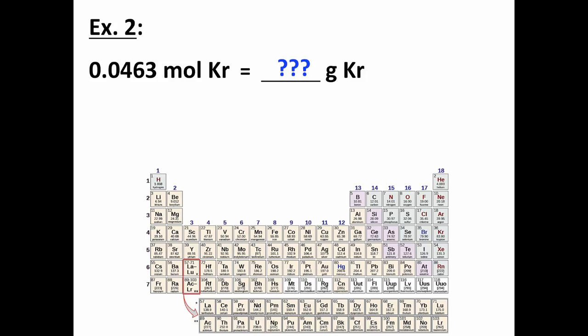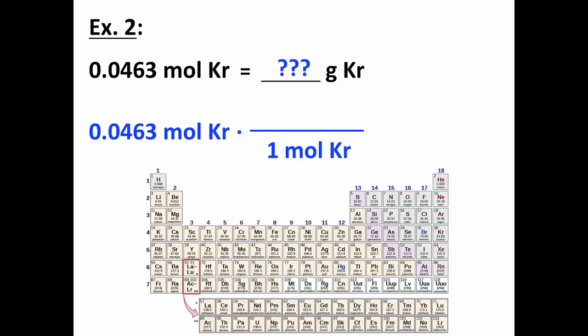Okay, second example. What if we don't have exactly 1 mole and we wanted either grams or atoms? Well, in this case, we have 0.0463 moles of krypton, and we'd like to know how many grams we have. And this is a conversion problem. But we're going to now be using the periodic table to get our information. So, usual conversion problem method, we start with the known quantity. We look for a conversion factor that will cancel out the unit that we're starting with and want to get rid of. So, moles will go on the bottom of our conversion factor.